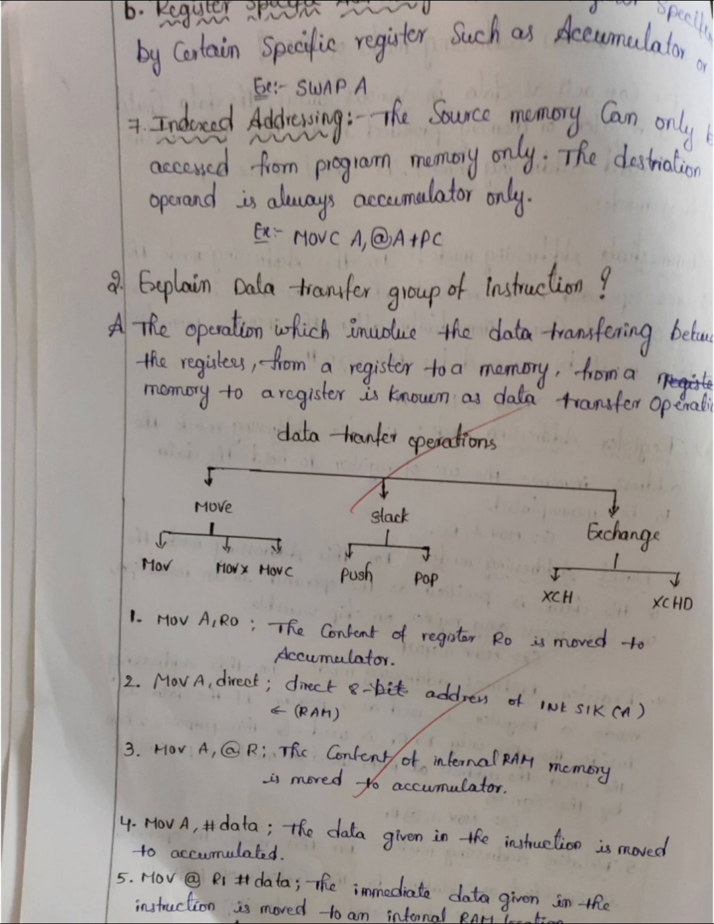Indexed addressing mode. The source memory can only be accessed from program memory. The destination operand is always the accumulator. For example, MOVC A, @A+PC.